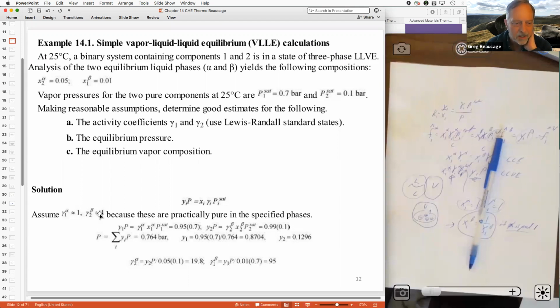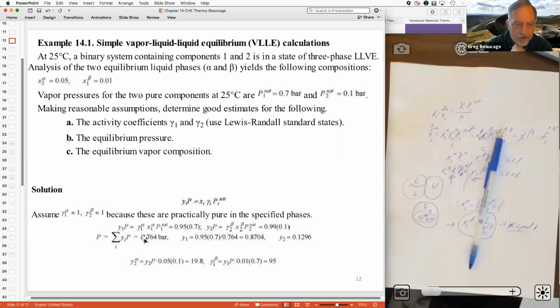And then once you make that assumption, you're given the temperature and the two components' composition. The two components are a binary system, that's 1 and 2. That's the composition. The saturated pressures are given, so you can get the gammas.